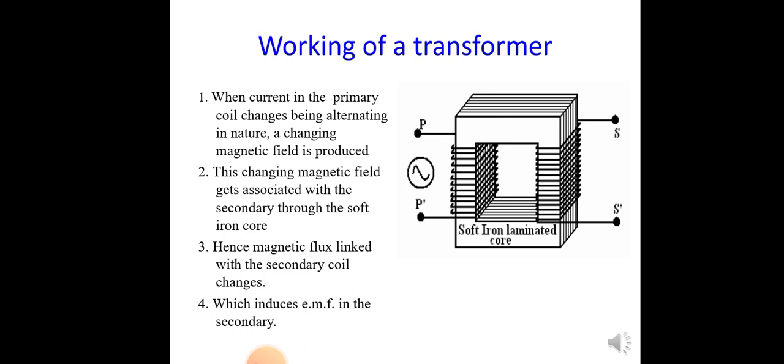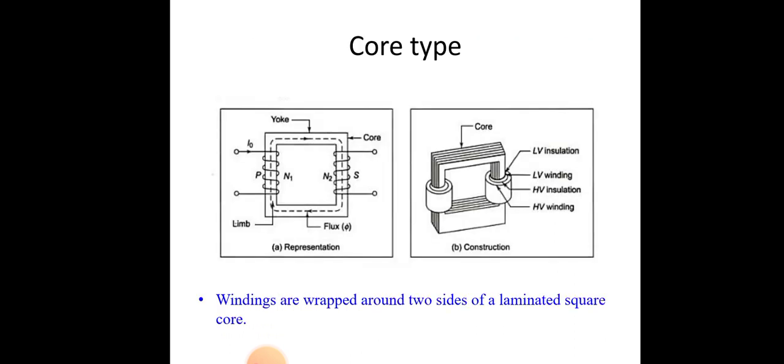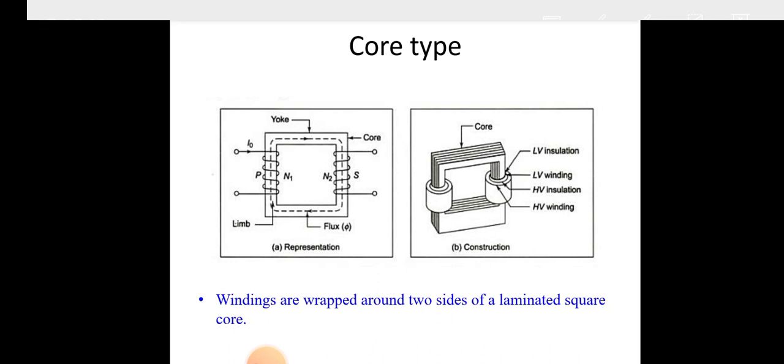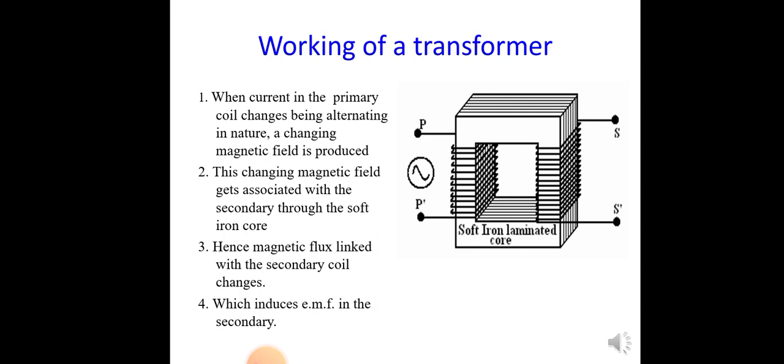And next one, working principle of transformer. So transformer basically consists of two windings, that is primary winding and secondary winding. Both windings are isolated from each other and wound on a common iron core. The winding connected to the supply side is called primary winding. The winding connected to the load side is called secondary winding. The primary winding has N1 number of turns and secondary winding has N2 number of turns.